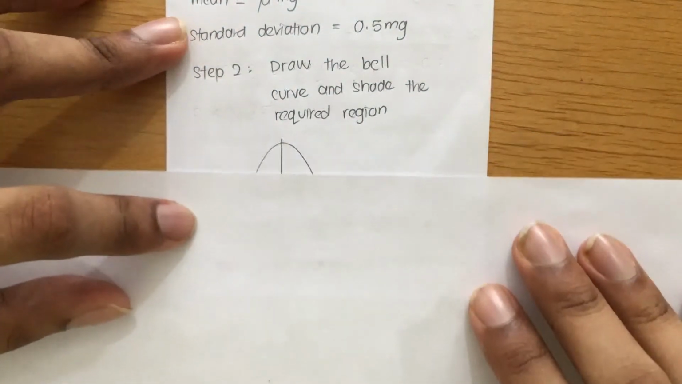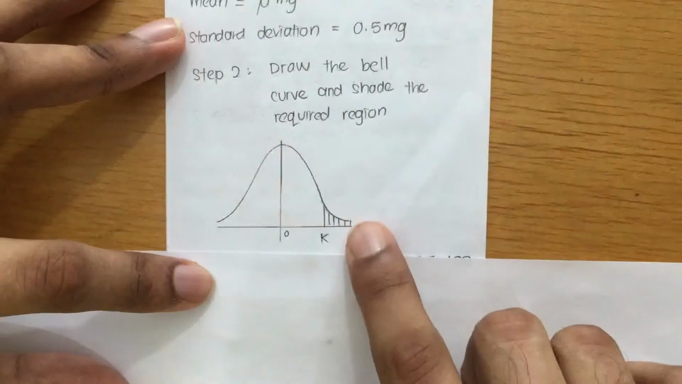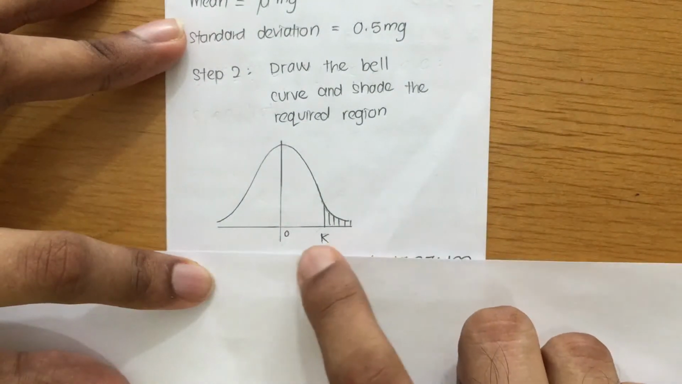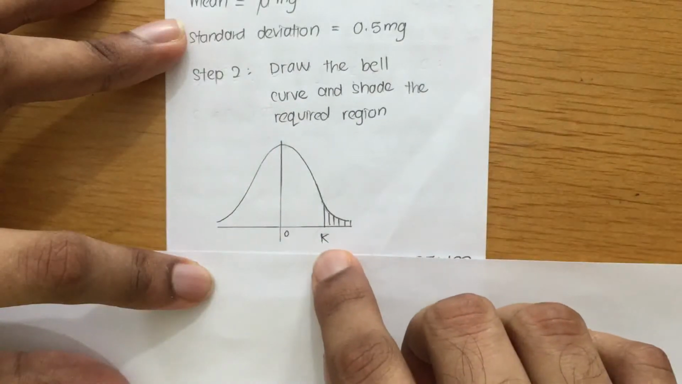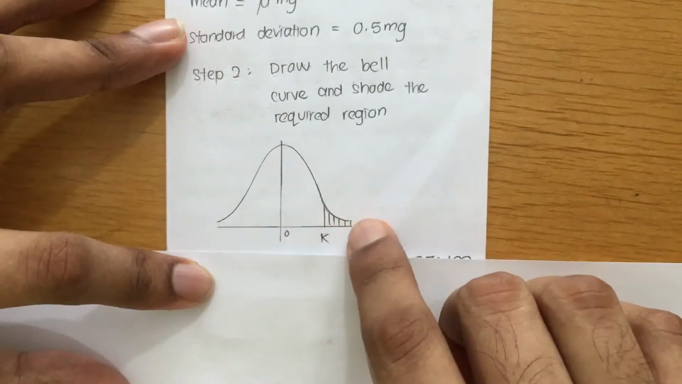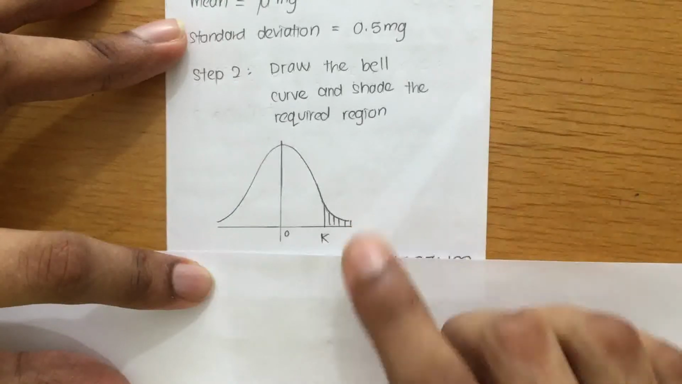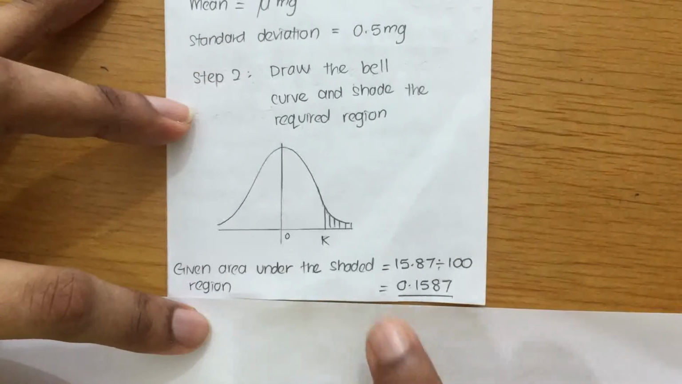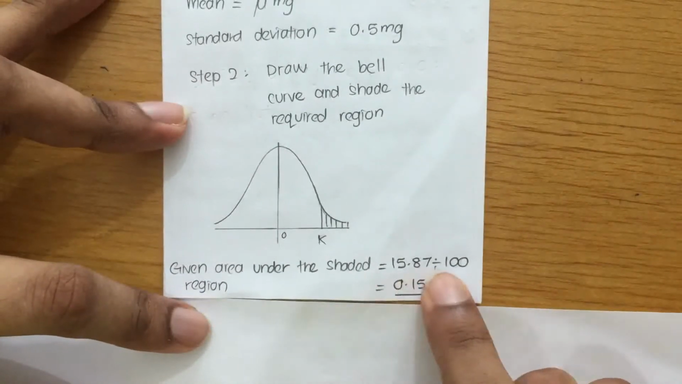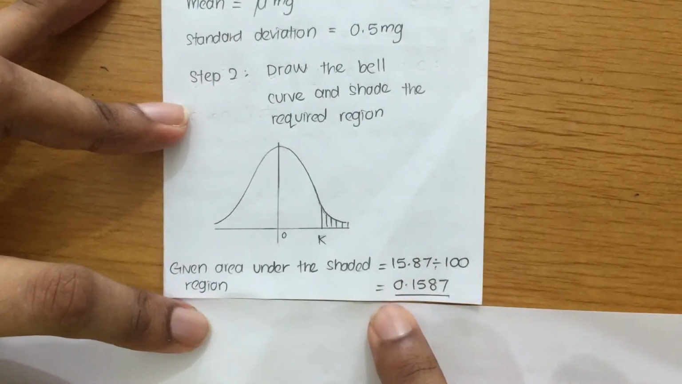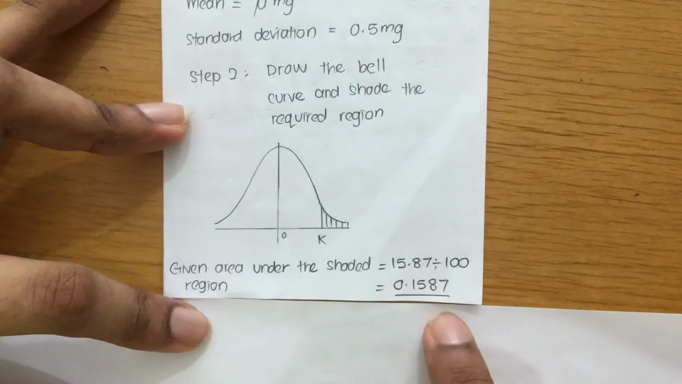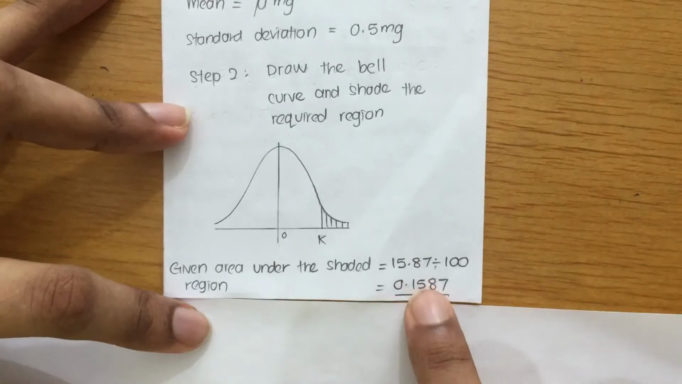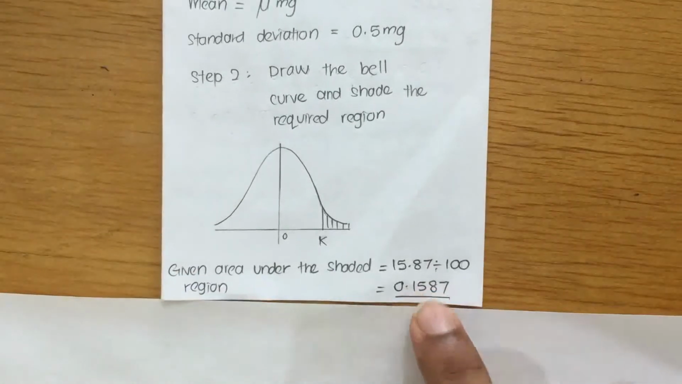Continue to show the bell curve. So this is your bell curve, guys, and this is your K value. Your K value we don't know. I mean the Z value we actually don't know, so we just write unknown K here. And this shaded region is actually 15.87%. That is in the percentage form, guys. So given the area under the shaded region is equal to 15.87%, you divide by 100, so you get the probability value, which is 0.1587. Okay, I'm going to continue the working to the next page, so please hold on for a moment.